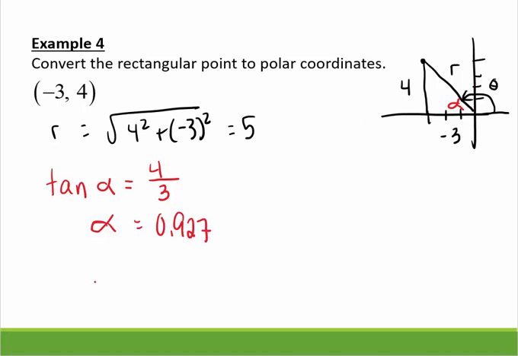Now theta is equal to 180, not 180 because I'm in radians. I'm used to doing this in algebra 2 in degrees. Pi minus the 0.927, and I get 2.214.